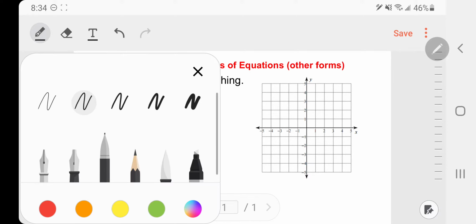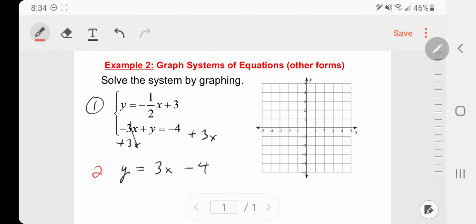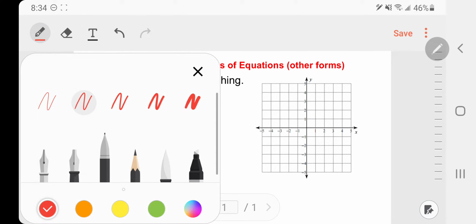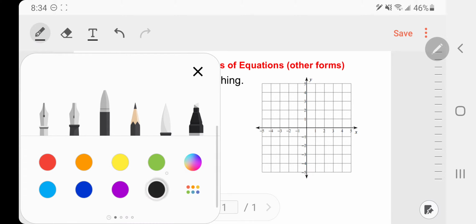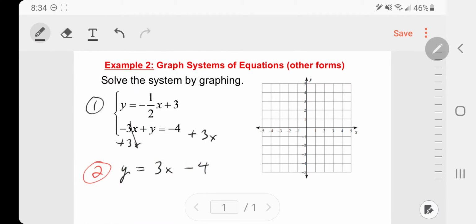That's our first one, and this is our second one. Okay, and then again, we'll graph each equation, and then we will look to see where they intersect.